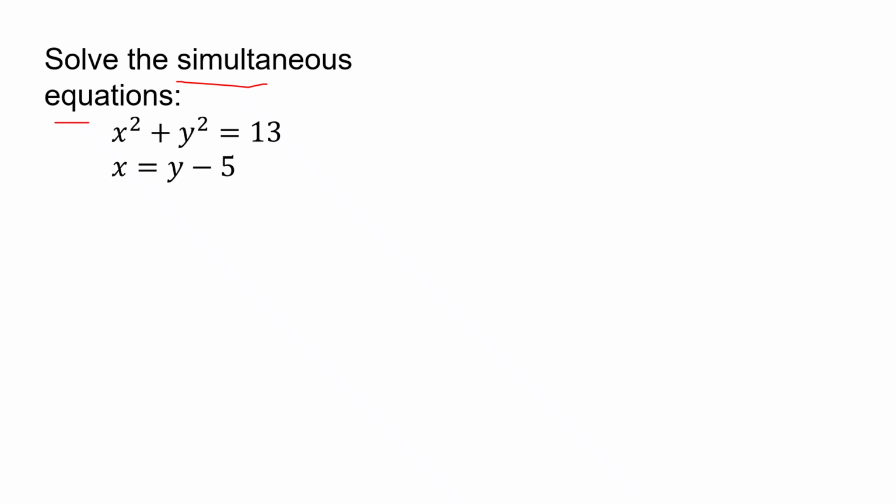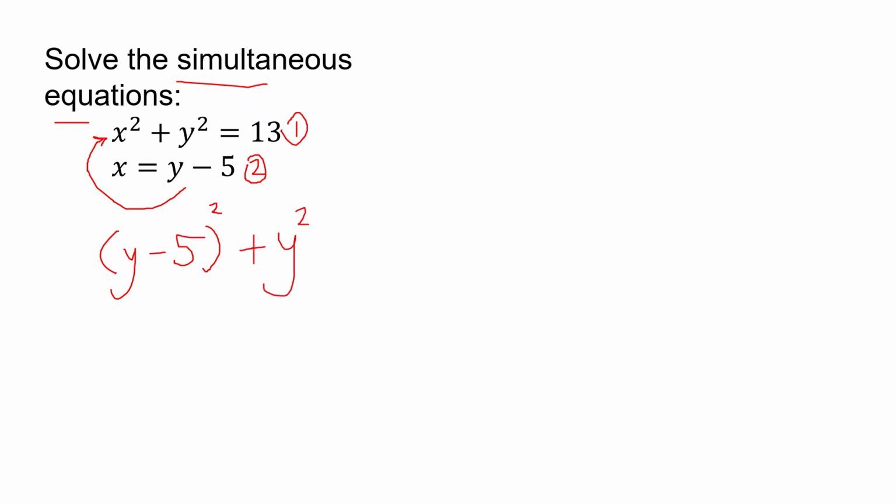So step 1, label this as equation 1 and this as equation 2. I'm now going to substitute, replace x with y minus 5 into equation 1, so I have an equation with just y's in it. So I'm going to have brackets y minus 5 all squared plus y squared. I'm now going to subtract the 13 on the right hand side, so put minus 13 to make it equal to 0 because I'm going to get a quadratic here.